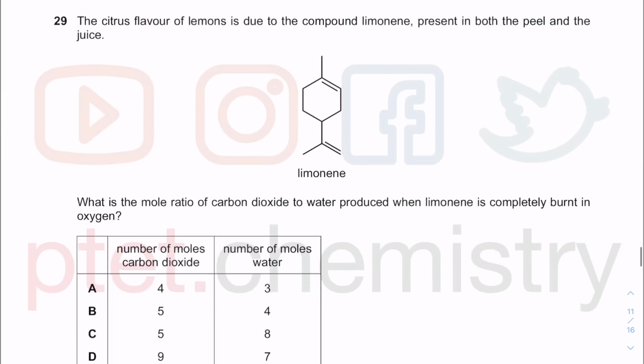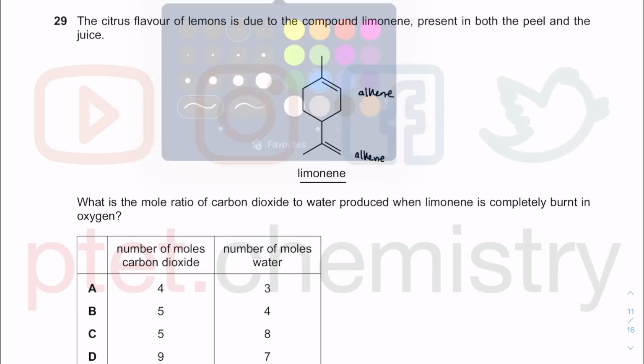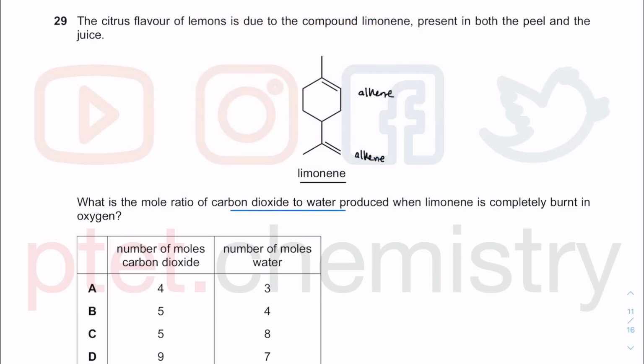Question 29, we have the citrus flavor of lemons due to this thing called limonene. And what do we have in limonene? We have an alkene, and we just have an alkene on the other carbon as well. So what is the mole ratio of carbon dioxide to water when you're completely burnt? So this is in excess oxygen. That means you have enough oxygen, you're not going to get carbon monoxide.